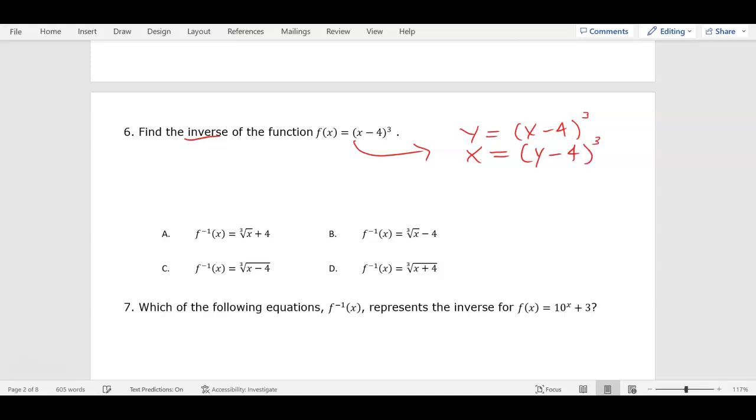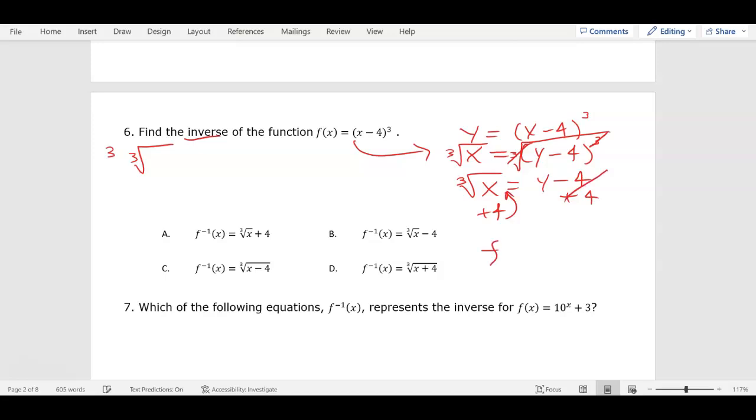Now, the opposite of cubing something is cube rooting, and vice versa. So to get rid of that cube, I'm going to do cube root. The cube root cancels with the cube. So now I have cube root of x equals y minus 4. And then to get rid of that minus 4, we add 4 to both sides. Remember, this is going to go after the cube root.